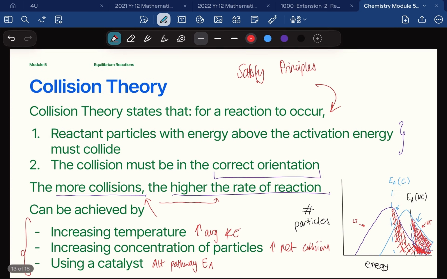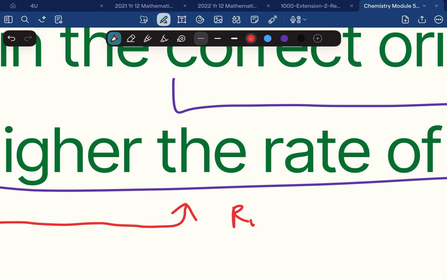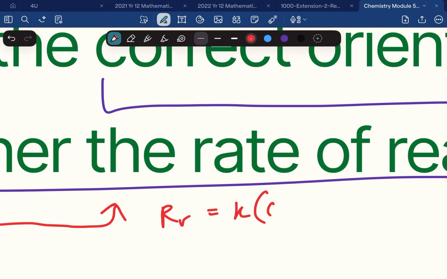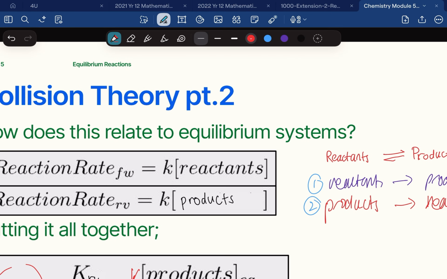Now, going back to what we said about collision theory, the rate of reaction is proportional to the collisions. So what can we say about the forward rate of reaction? The collisions have to be between products or reactant particles, depending on which reaction you're looking at. For the forward reaction, they have to be between reactant particles to form products. Therefore, the forward reaction rate is directly proportional to the concentration of the reactants, and the reverse reaction rate is directly proportional to the concentration of the products, because the products are falling back into reactants.